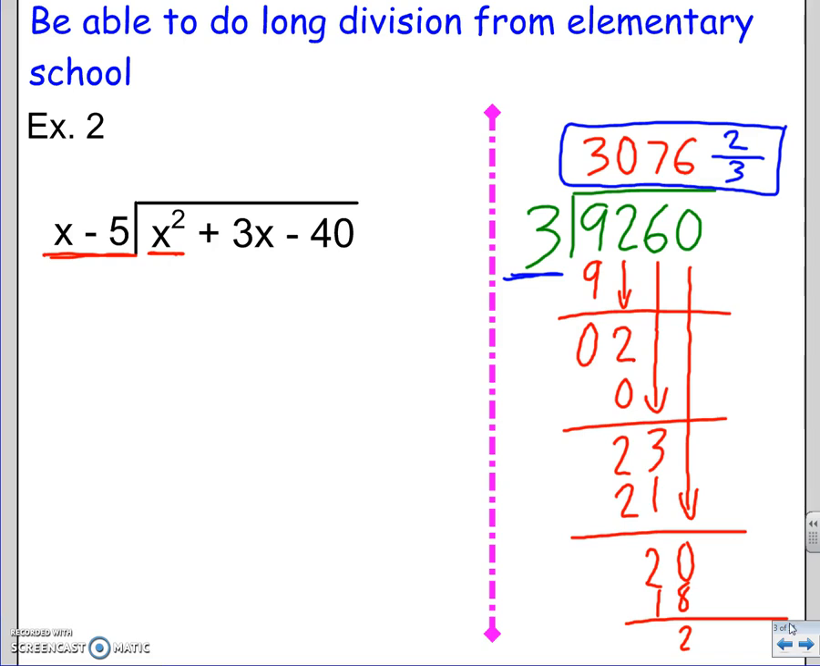All right? Now, we don't even care about this -5. It's there because we're going to have to multiply with it, but I care more about this first thing, x. So how do I make x match x squared? Like, x times what is x squared? Well, that answer is x.